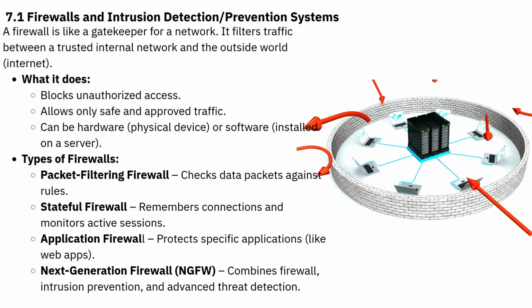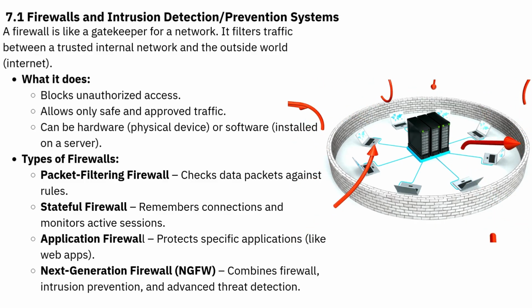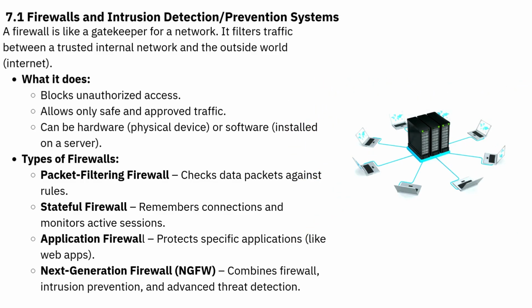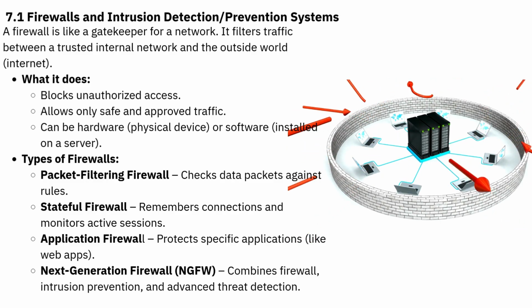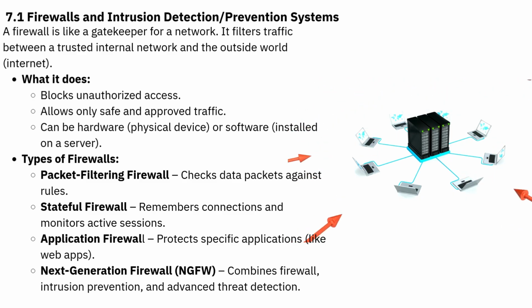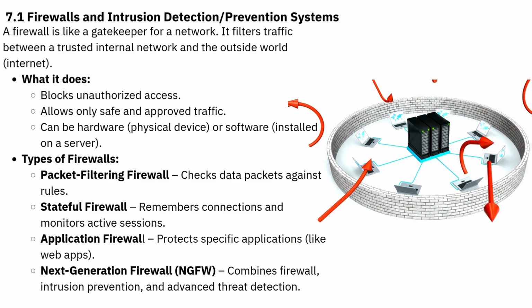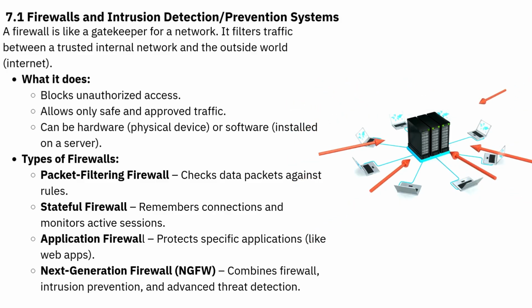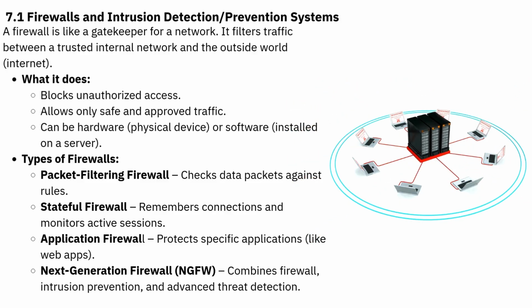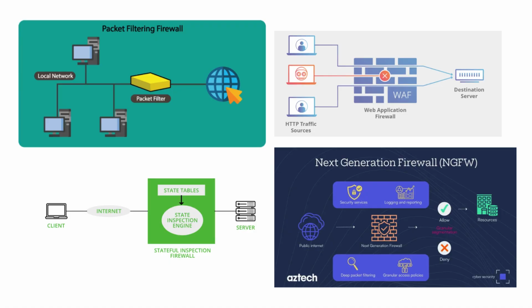Then we have the stateful firewall. It looks at all the connections and remembers them, and monitors the active and inactive sessions, the UDP and TCP sessions on your network. Look at the whole connection on your network and monitor it. All right, so that's the stateful firewall. And the application firewall basically protects specific applications on your network, either FTP or HTTP. You check a particular application on your network and protect it on the internet. Okay, and the next gen.